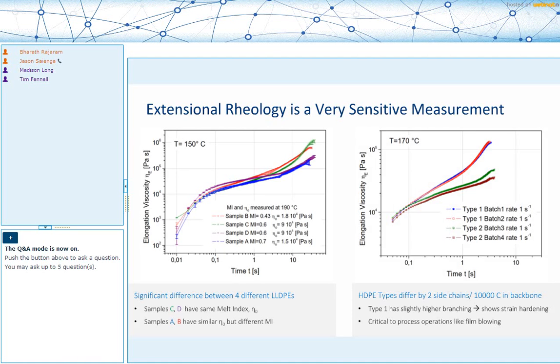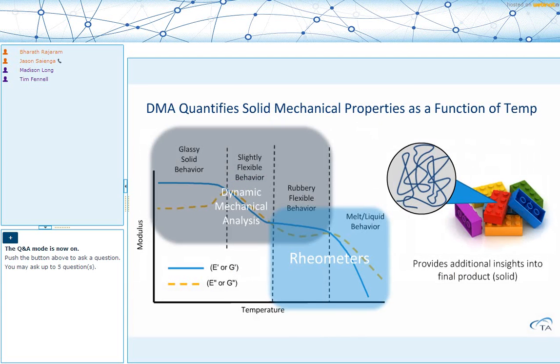And immediately through extensional viscosity testing, we can see that it shows strain hardening, a significantly higher strain hardening than the other type. And understanding this information is critical when you're dealing with operations like film blowing or blow molding. And extensional viscosity is a powerful tool to help you get that information. And again, we have some resources on extensional viscosity measurements that I'll call attention towards the end of this talk.